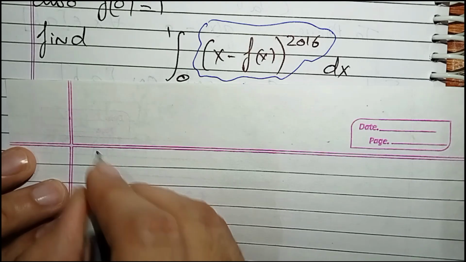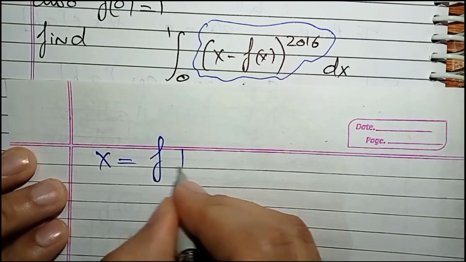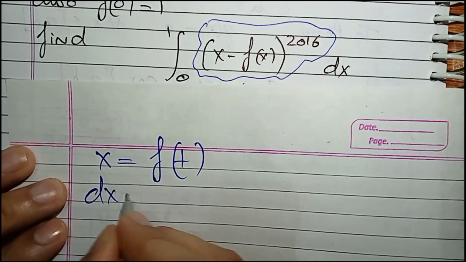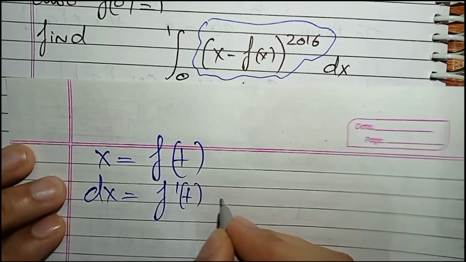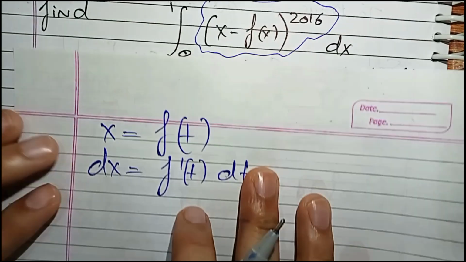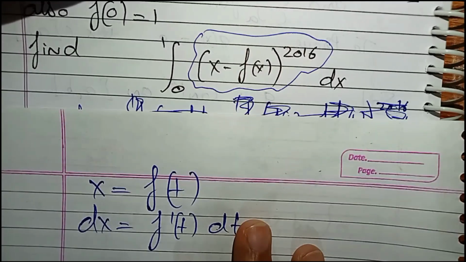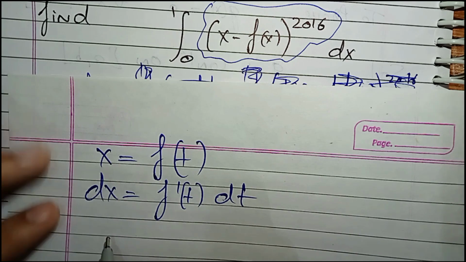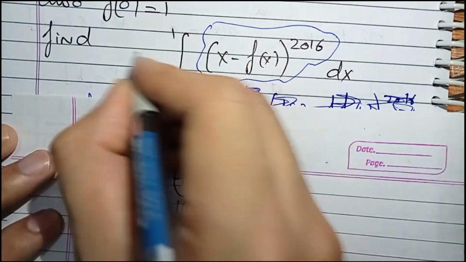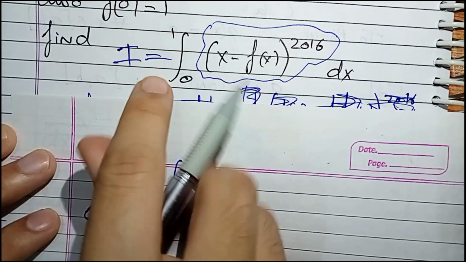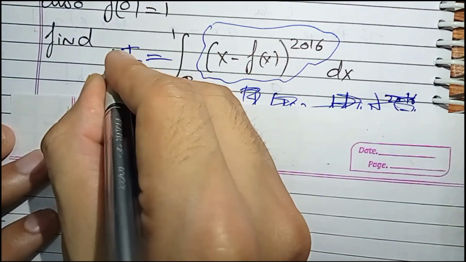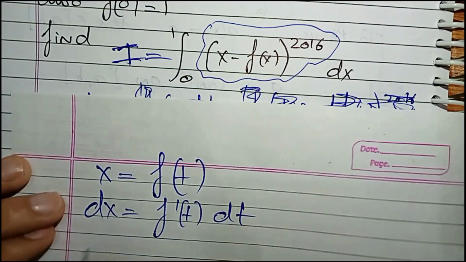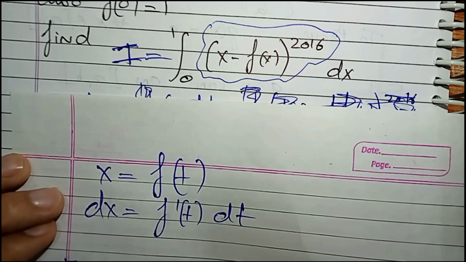Well, I'll do x equals f of t, and my dx would then be f dash t dt. Then I'll replace. Now this is a standard procedure from here on. Before I begin, I want to take this to be I. Take it to be I equals this. I want to know the value of I.